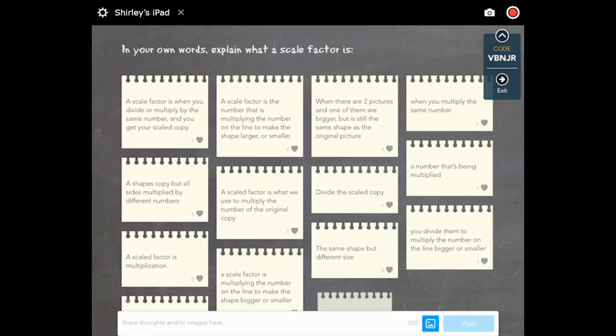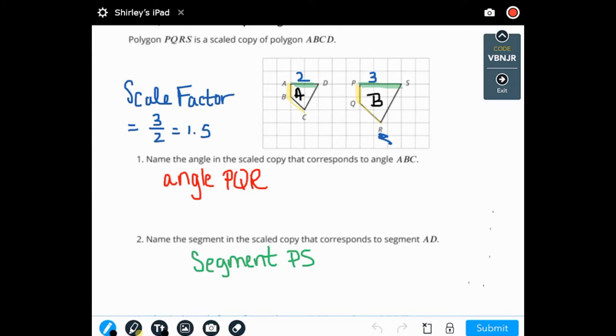Alrighty, so those are our 2 vocab words. So now we know a little bit more about scaled copies. You divide corresponding parts to find your scale factor. If your scale factor is the same, it's a scaled copy. With that being said, I'm going to move us into our last slide for you to answer a question.